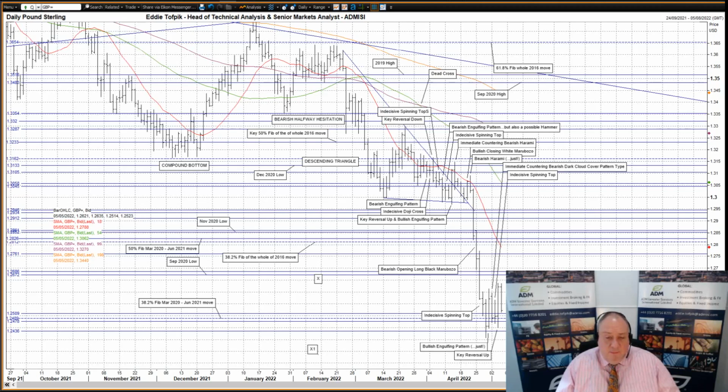So far today, a seemingly strong reactionary move lower, eroding a lot of yesterday's action and looking like an immediate countering bearish harami right now, maybe even a bearish double as well.